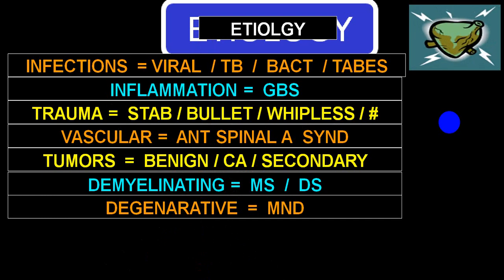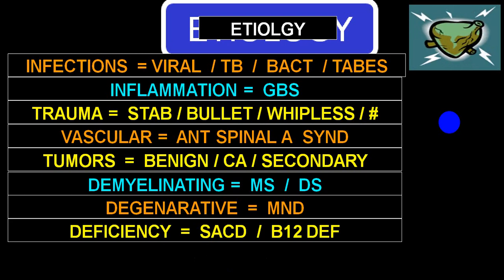Degenerative disease like motor neuron disease, which can involve anterior horn cell, can involve corticospinal tract, and can also involve cerebral cortex. At present, we are going to deal with spinal cord, so it can be one of the presentation in case of a motor neuron disease.